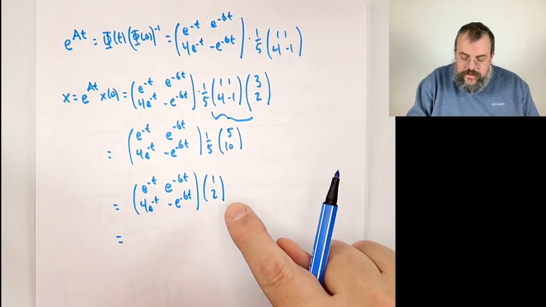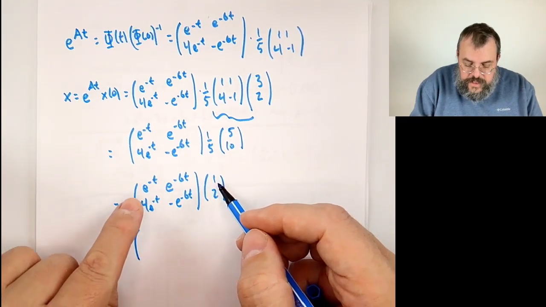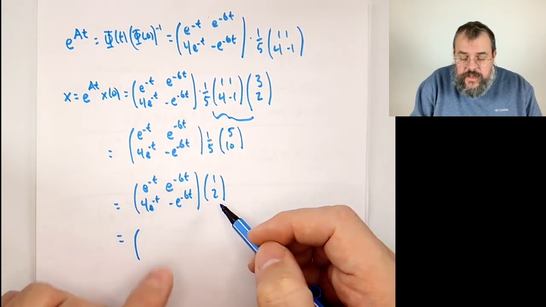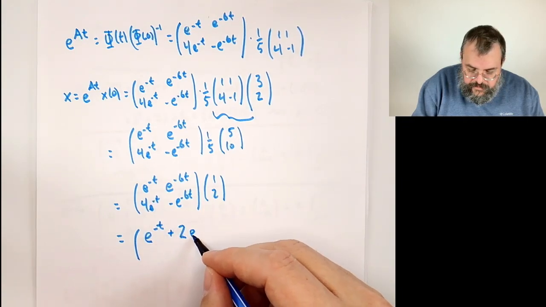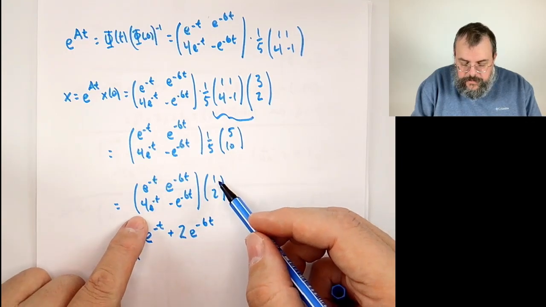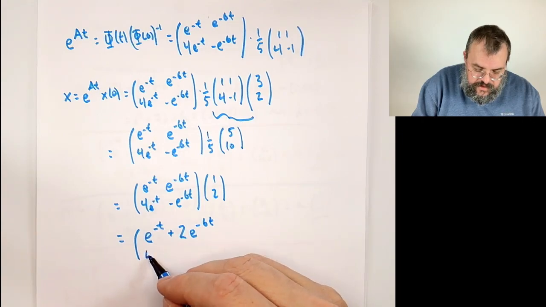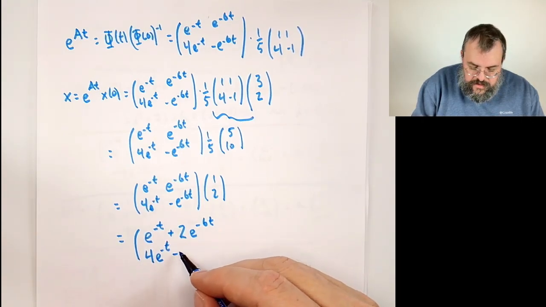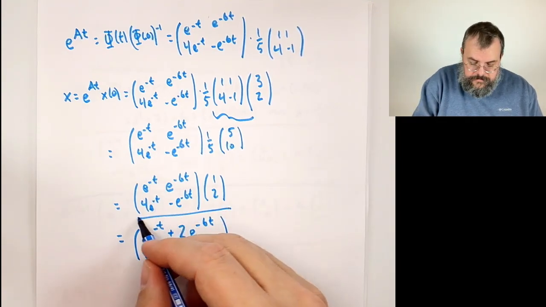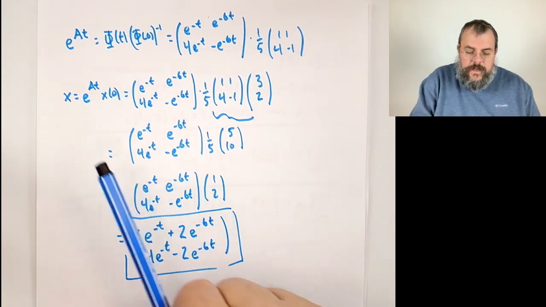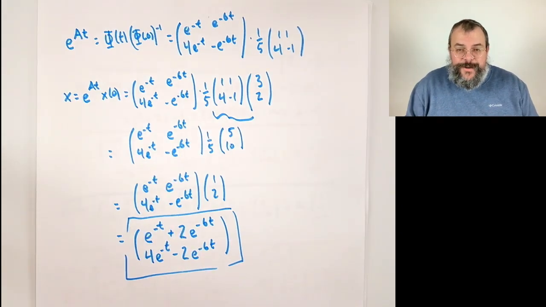And now, that's a super easy multiplication to carry out. And what do we have? We have e to the minus t plus 2e to the minus 6t. And then we're going to get 4e to the minus t, and then minus 2e to the 6t. And we're done. Because we found e to the at, and we used it to solve the initial value problem for our differential equation.